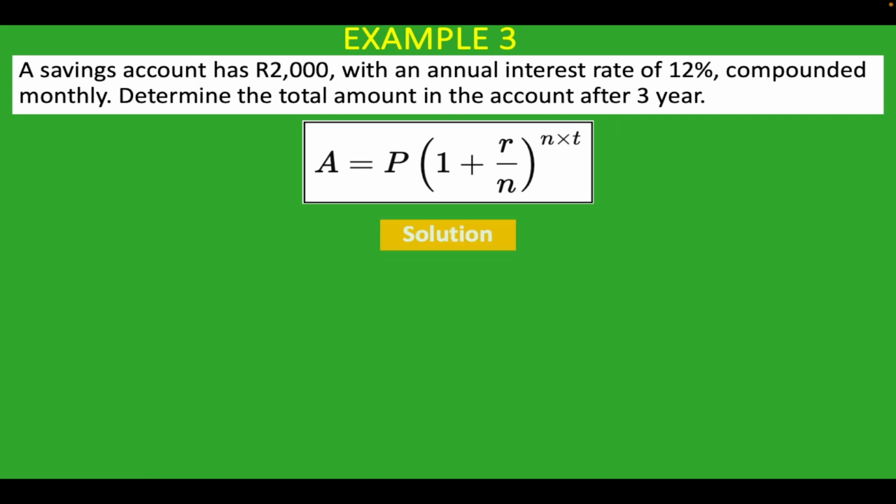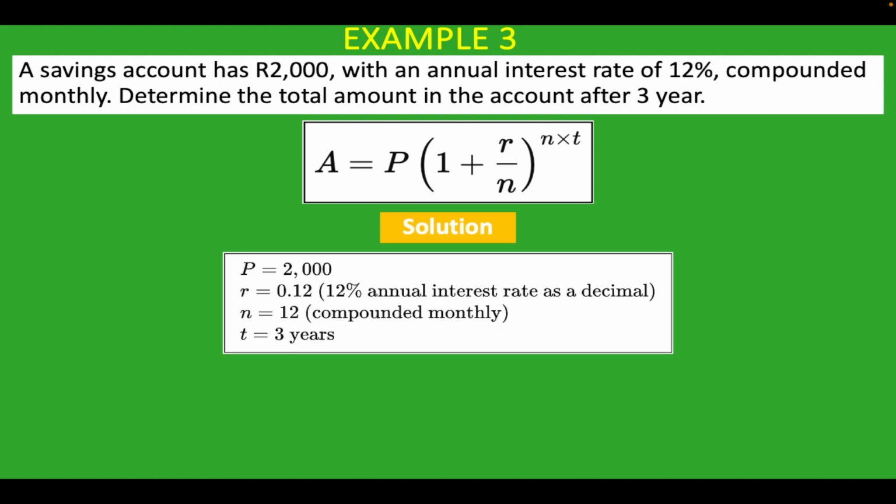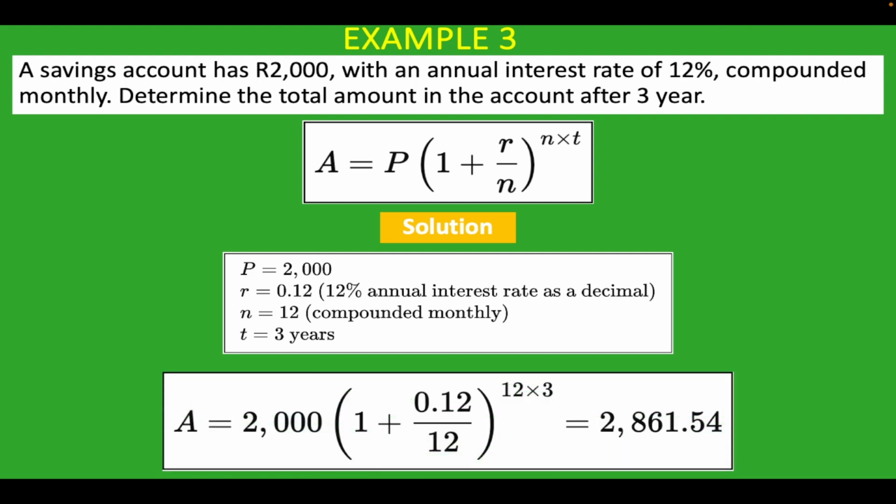So here's our solution. Let's bring up our variables as I've just mentioned. Our P is 2,000, our R is 0.12, our N is 12, and our T is 3 years. So it's just a coincidence that our R is 12% and our N is 12. So you don't want to confuse which is which here. But I'm sure by now you should understand it. And what is our answer going to be? Well, here it is. 2,000 times 1 plus 0.12 divided by 12, and we raise that to the power of 12 compoundings per year times 3 years. Once we put it in, we get our answer of 2,861 rand and 54 cents.